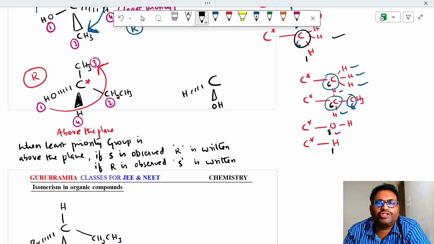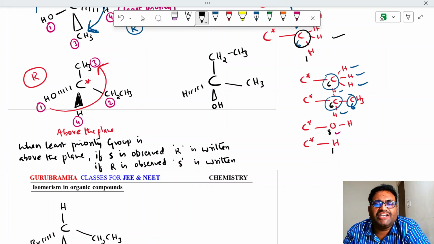Now when you are shifting these two, shifting is nothing but rotating the molecule. When you rotate the molecule, what do you find? When H and OH positions are changed, automatically the CH2CH3 and CH3 positions will also change. When two positions are changed, automatically the other two positions also get changed.